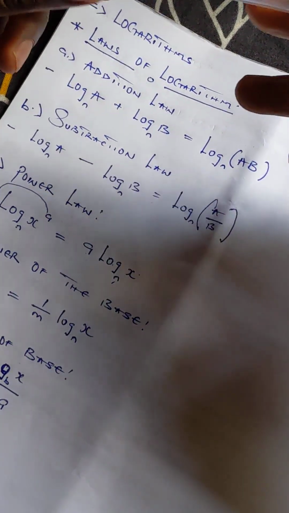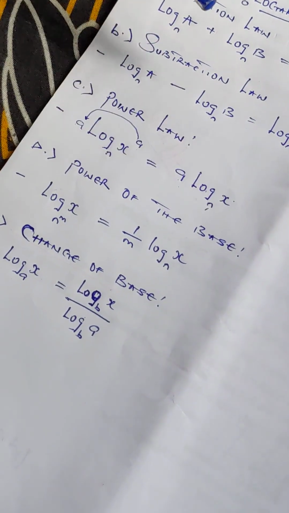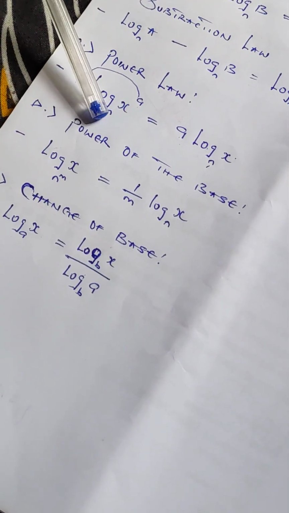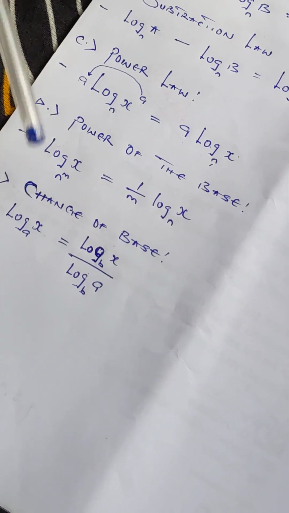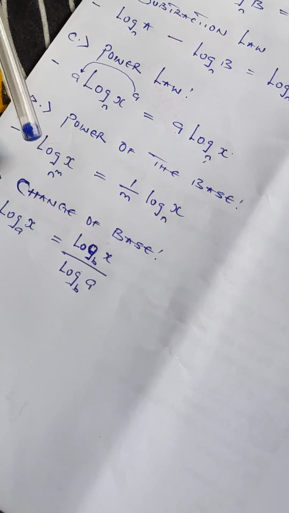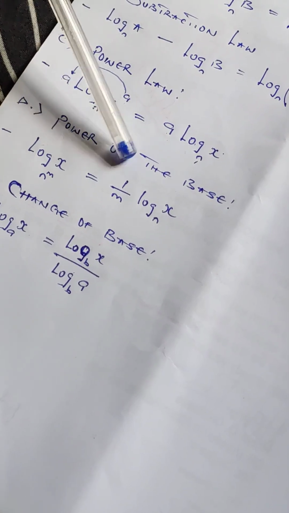So we have the fourth law. The fourth law says we have the power of the base. Now the power of the base is when the base is having a power. If you watch here, the base is not having any power, but here the base is having a power of what? M. So when the base is having a power, we apply the law of logarithm that is called the power of the base.